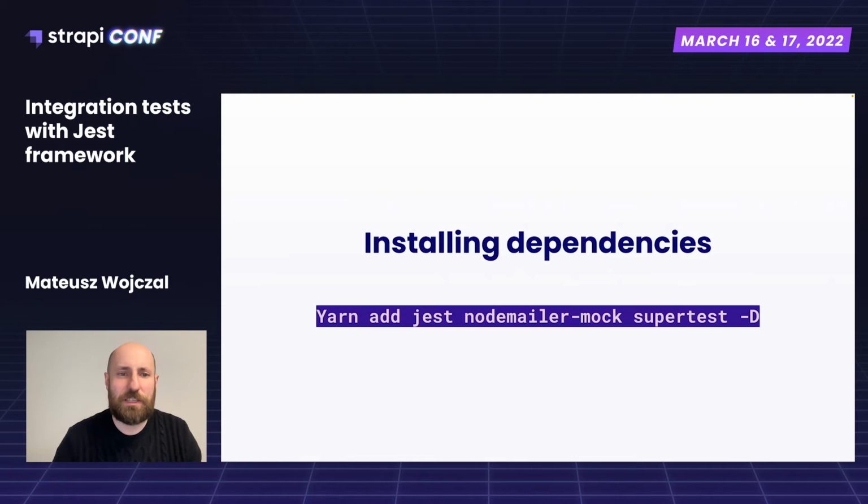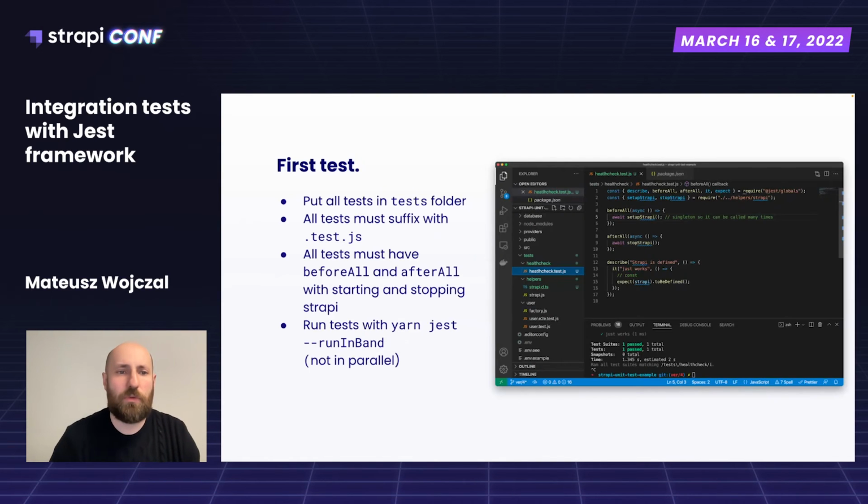So we need to install some dependencies. Here I will just use three dependencies. The first is Jest, our test runner. Node mailer mock, as I mentioned, because I want to test my emails. I want to catch if the emails are sent, and I want to parse the mail content. And supertest.